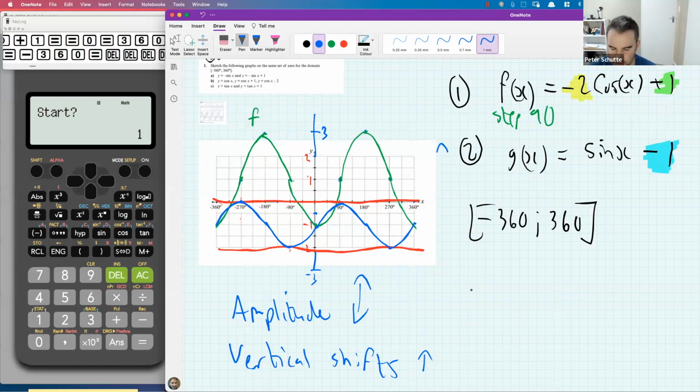In the next lesson, we're going to talk about period changes, if you change the period of the graph. And we'll also talk about horizontal shifts, but we'll still use our calculators like we did today. Okay, that was a lot for one day.